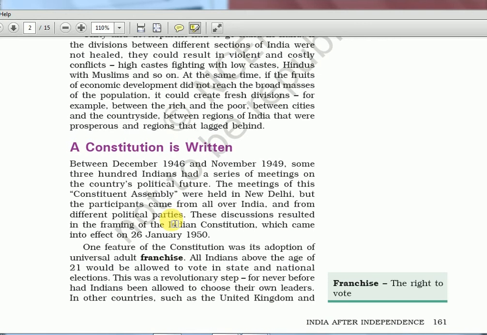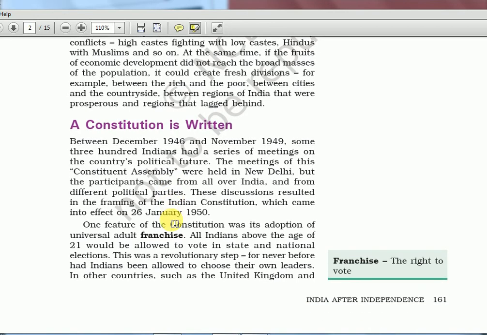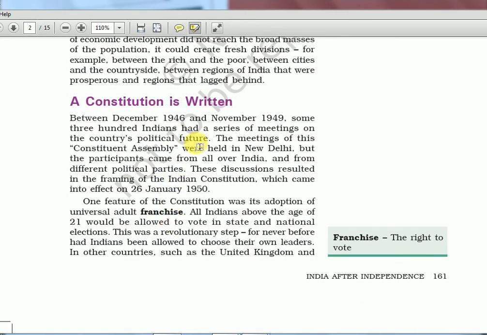Okay, so now the Constitution, 26 November 1949, in the preamble, the last line has that date. So it is not like it was done in one day or something. It took nearly 3 years. Okay, 2 years and 11 months, I think. December 1946 to November 1949. And there were a lot of people. It's not like only the Indian National Congress sat there and did it. There were hundreds of people who gathered together. Here it's mentioned 300 Indians had a series of meetings for the country's political future.